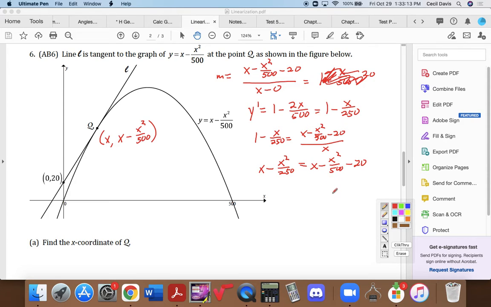Oh, I can drop off the x's. Oh, this may not be so bad that I can't do it by hand. So this would be negative 2x squared over 500. Oh, I can do this by hand. This isn't so bad. Equals negative x squared over 500 minus 20. So negative x squared over 500 is equal to negative 20. So x squared is equal to, what would that be, 10,000? So actually the square root of 10,000, which is 100.